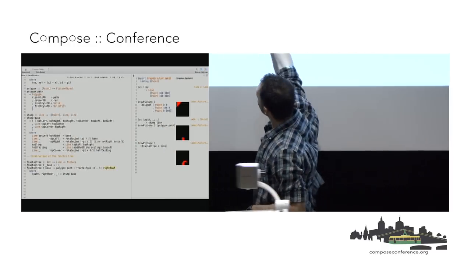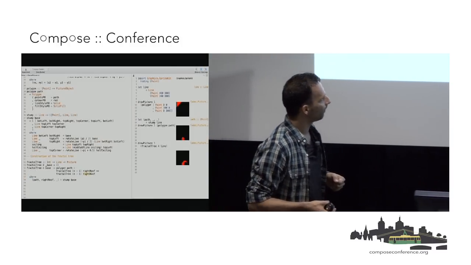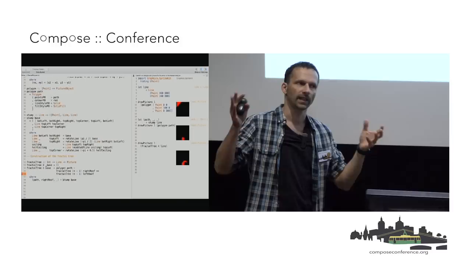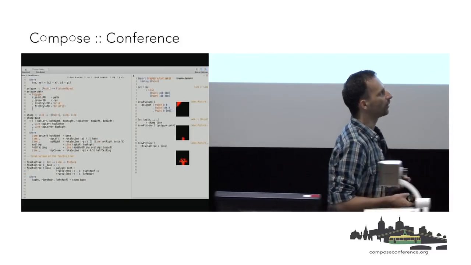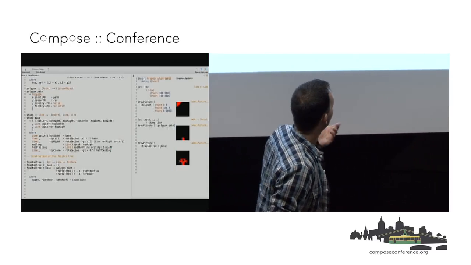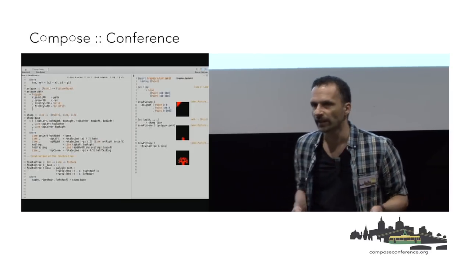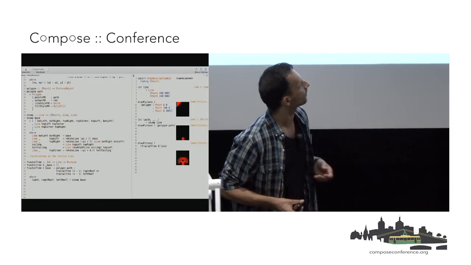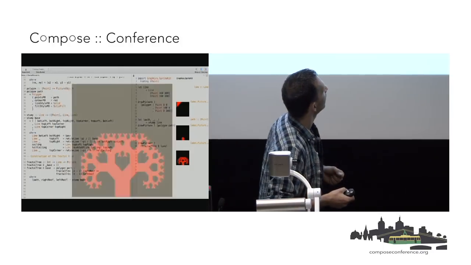But if we replicate that same thing for the left-hand side, so we get a binary recursion, then suddenly it starts to look much more like a tree, right? And then we can just up the recursion count to get something a little bit more interesting. So this is a fractal tree.